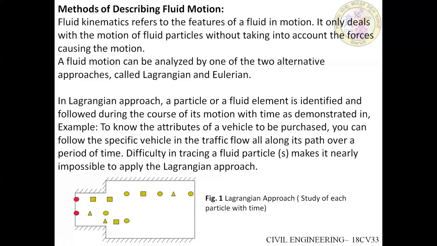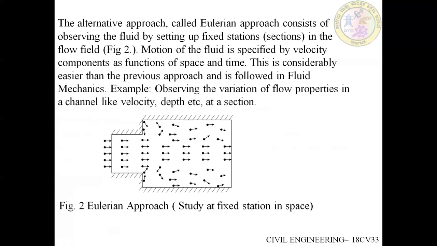So one more approach is developed, that is called the Eulerian approach. According to this approach, it consists of observing the fluids by setting a fixed station or a section in a flow field. The motion of the fluid is specified by velocity components, which are functions of space and time. This is considerably easier than the previous approach, that is the Lagrangian approach. For example, observing the variation of flow properties in a channel like velocity, depth, etc.